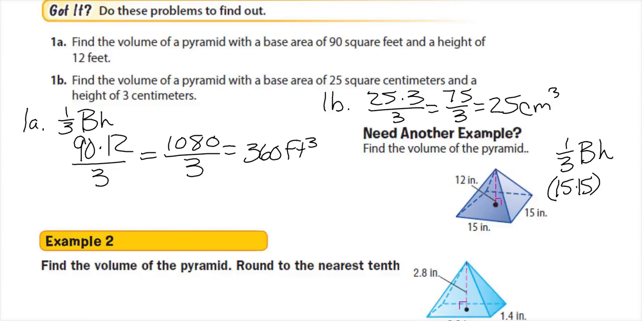Okay, and then we're going to times that by how tall. So how tall is my pyramid this time? It is 12. And then we're going to divide that answer by 3. Okay, so let's do that. We're going to do 15 times 15 times 12, and then divide that by 3. So I should have 2,700, divide that by 3, and that should give us 900. So 900 cubic inches.